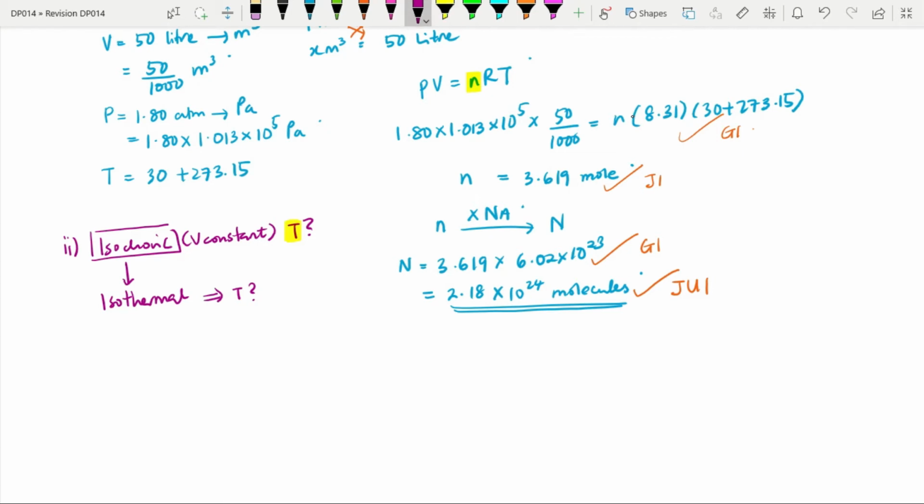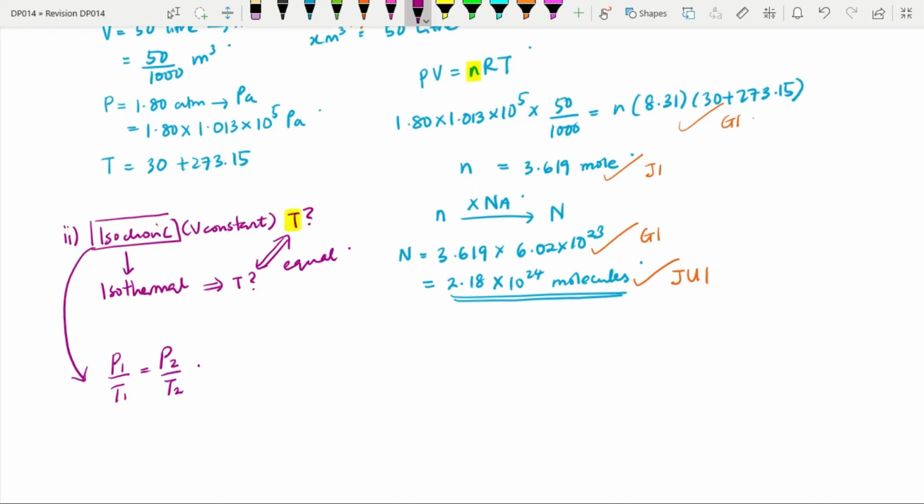Okay, saya highlight kat sini lah. So equal. Alright, isochoric again. Isochoric punya proses adalah Gay-Lussac law. So Gay-Lussac law punya formula, since V constant, P1/T1 = P2/T2. So ini dia punya formula.